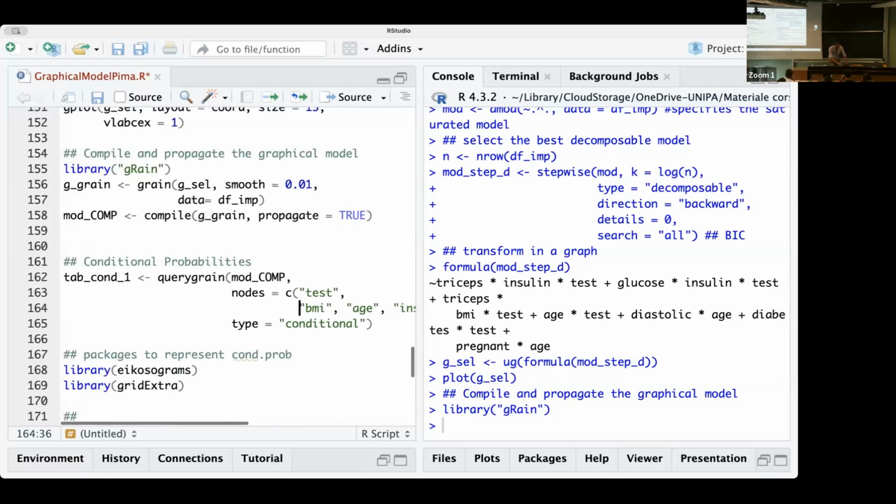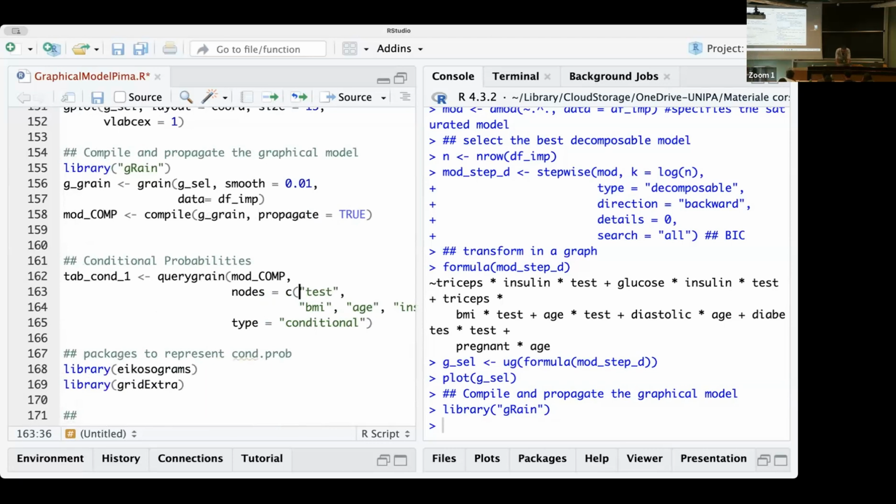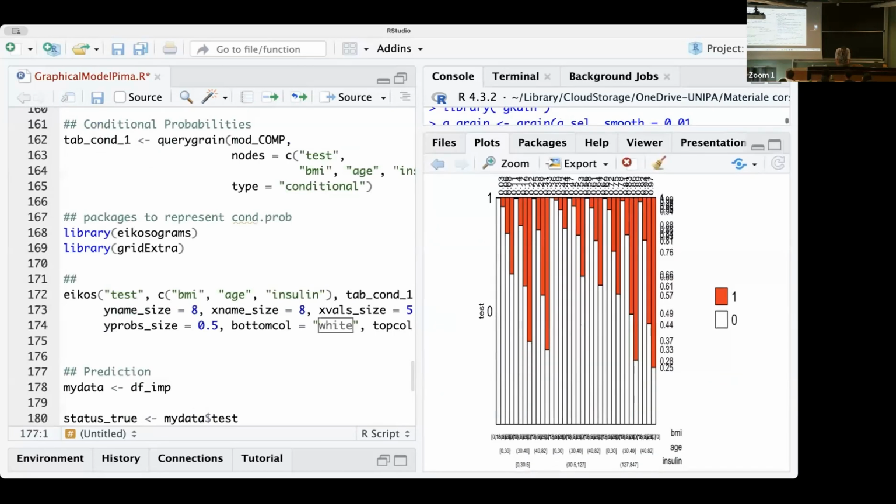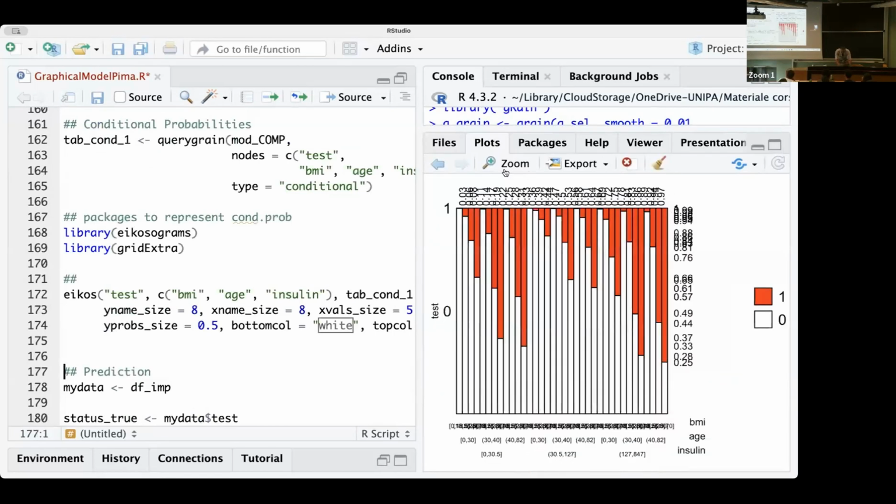Last thing, and then I will shut up. So you can use this. I don't know whether you are familiar with these packages, ecosograms, something like this. It's a nice way to represent the conditional independencies. Okay, how do you read this one?